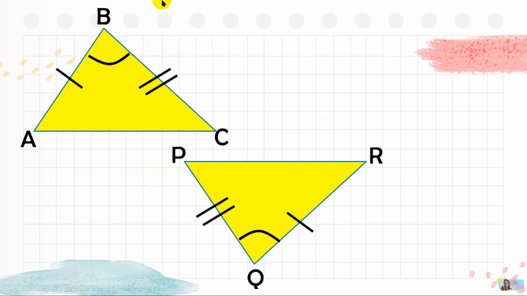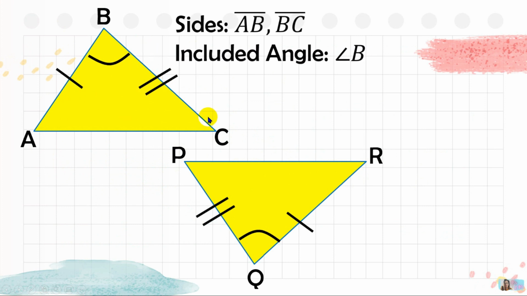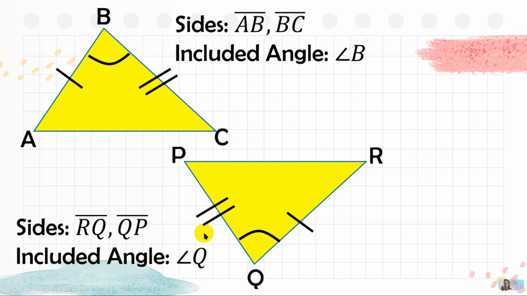What are the two sides from our first triangle? So, we have side AB and then side BC. Then, for the included angles, obviously naman, kasama talaga siya yung napagigitnaan ng dalawang sides. So, that's angle B. Then, here, for our second triangle, the two sides are side RQ and side QP. Okay? And then, the included angle po, yung napagigitnaan nila, that's angle Q.